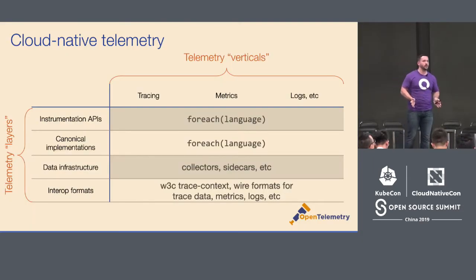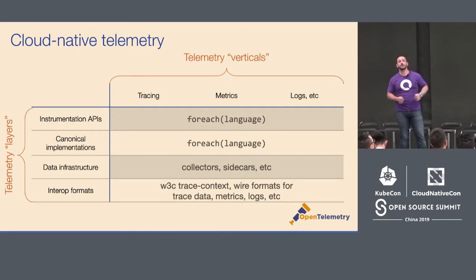When we talk about observability, or you might hear the word telemetry, there's really three different verticals. You may have heard about the three pillars of observability, which is basically tracing, metrics, and logs. But there's also a few different layers for each of those verticals. You have the instrumentation APIs, how you actually get tracing data, metrics, and logs. You have the implementation detail of how you're going to pull that data out and send it to the back end of your choice. You have the data infrastructure to support that and actually be able to query over it. And then, of course, the various different formats.